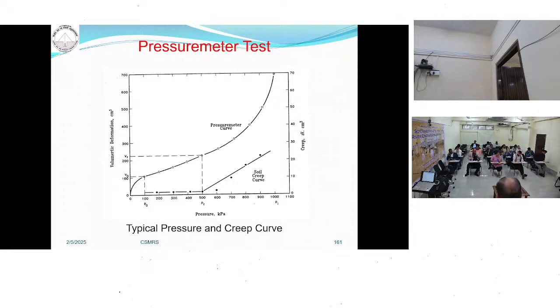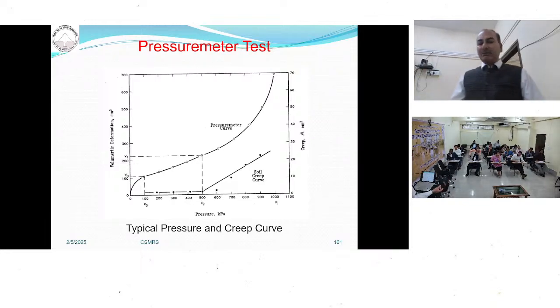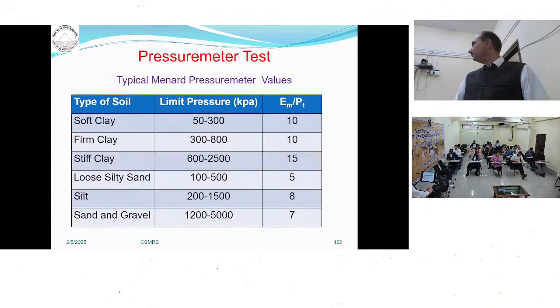So how do you conduct it? First of all, take the probe inside the borehole, apply the pressure, and measure how much water is going in. That is measured automatically, because this is an automatic apparatus that records it. Again, apply the pressure and measure how much the volume is changing. So this is the value of the limiting pressure for different kinds of soils.